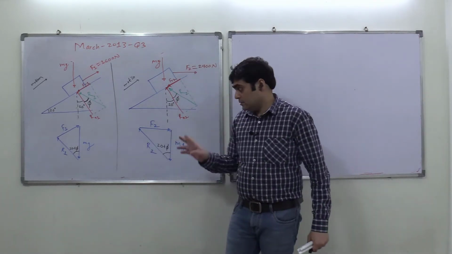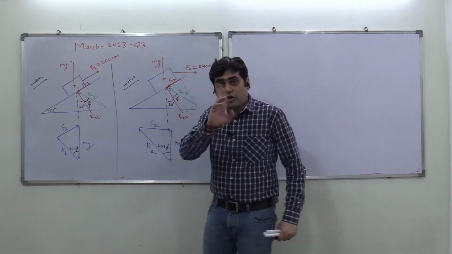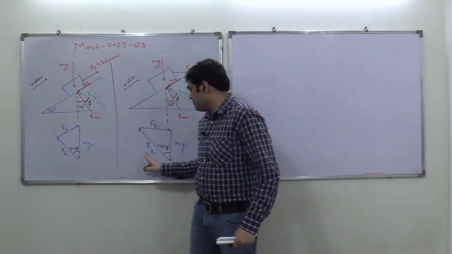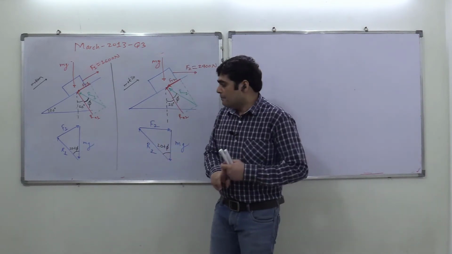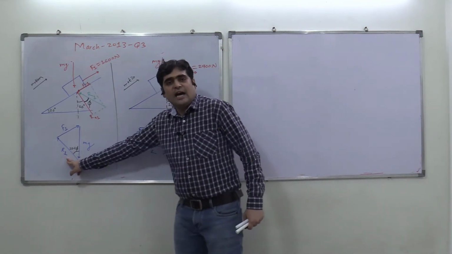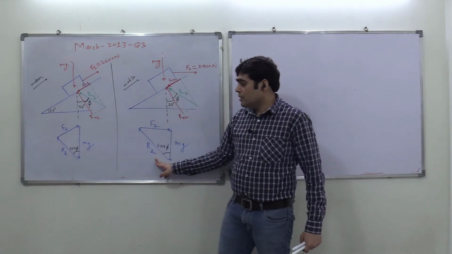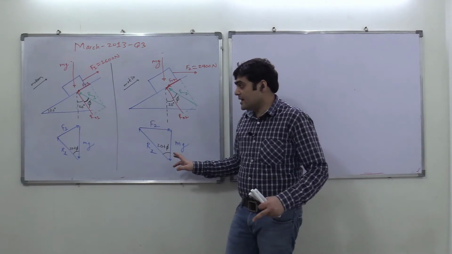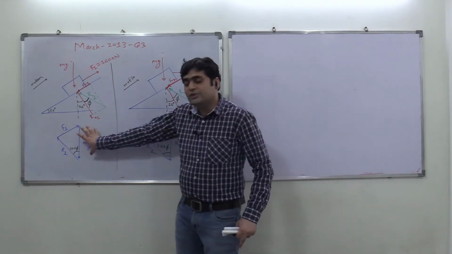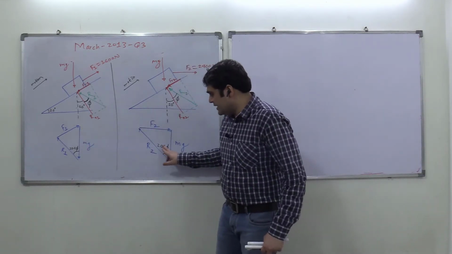mg is common. R is not common here. R1 is different here, R2 is different here. mg is common in both the drawings. Okay, good. But here the resultant reaction is R1, here the resultant reaction is R2. But their angle is the same. See, what is there? Here mg is the same, here mg is the same. Here their angle is the same.